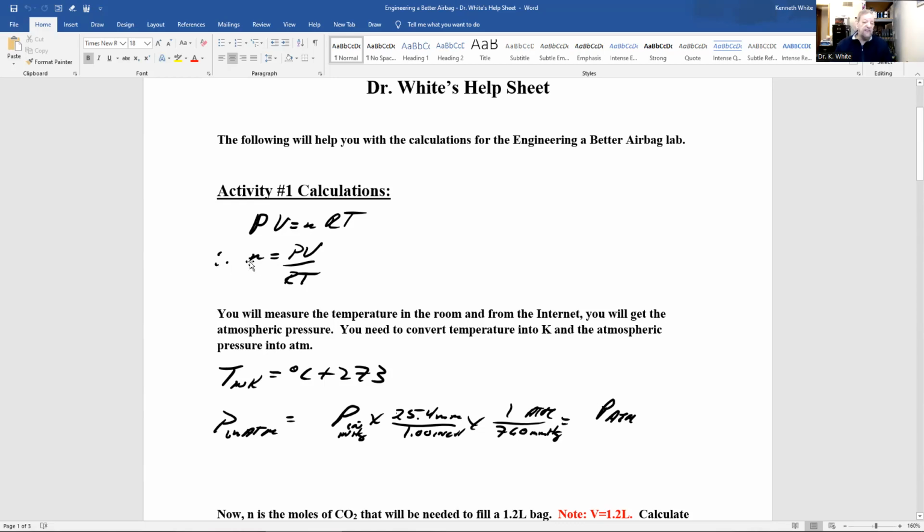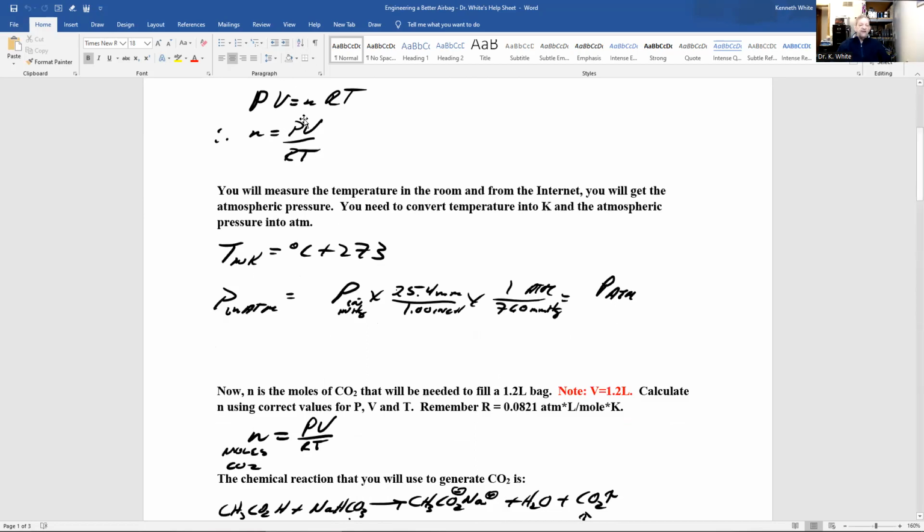The three dots mean therefore, n equals PV over RT. n is the moles of CO2 you need to fill the airbag. Now in our lab, our airbag initially is 1.2 liters. Now to use PV equals nRT, you will have to have P, V, and T in the proper units. Now, you're going to use your thermometer to measure the temperature in the room. And from the internet, you will get atmospheric pressure.